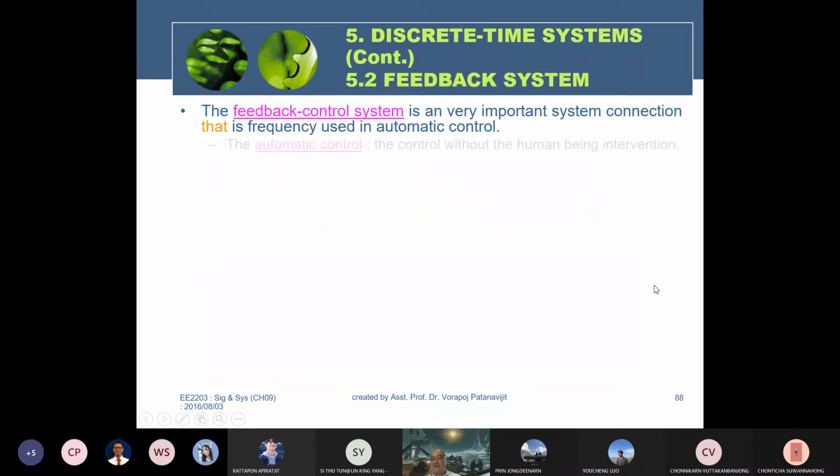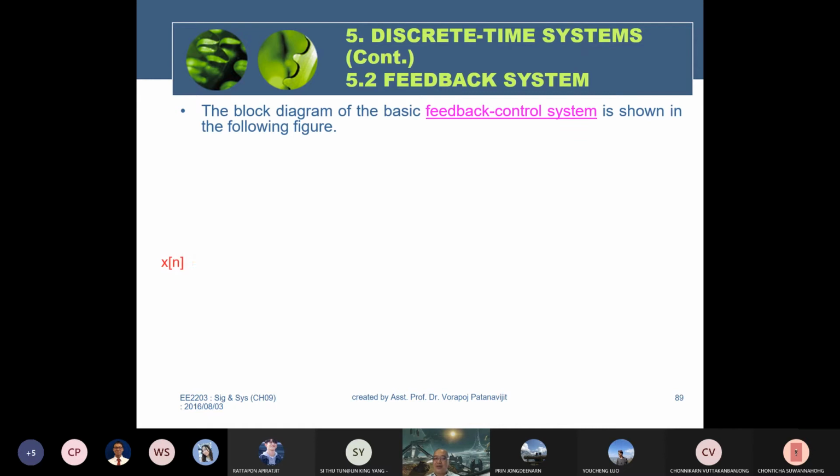Another special block diagram of a system is called the feedback control system. The feedback control system is a very important system that is frequently used in automatic control. Automatic control means control without human intervention. The block diagram of the basic feedback control system is shown in this figure.